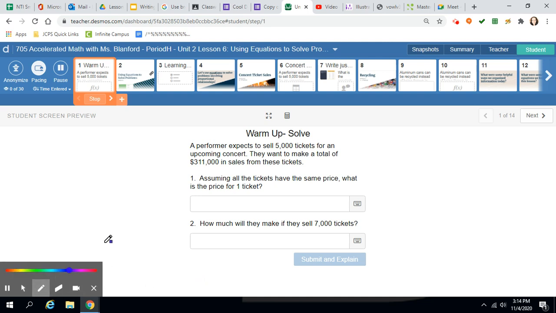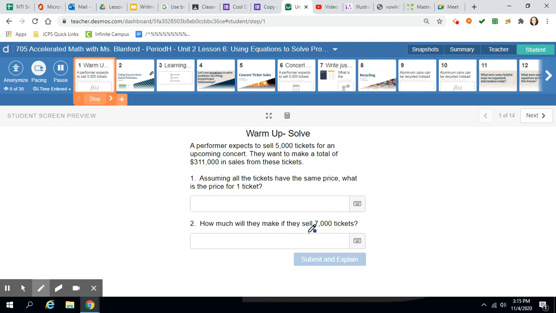All right, so now that you've tried to figure these out, let's take a look at what's happening. I noticed here, we had a performer selling tickets to a concert and how much money they wanted to make. Don't we all wish we could be a performer making $311,000? But here's what we're going to do.